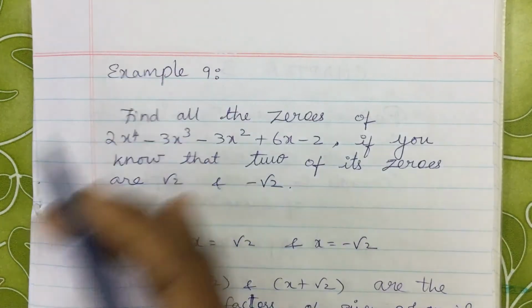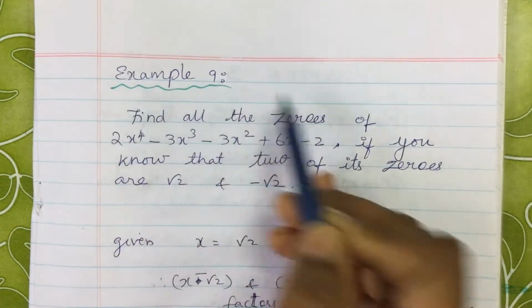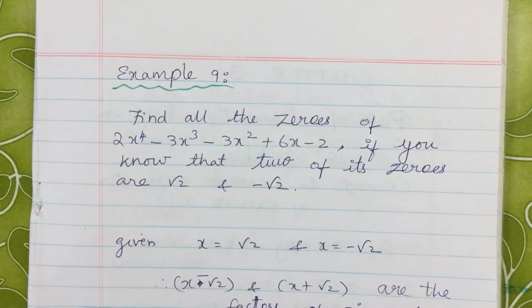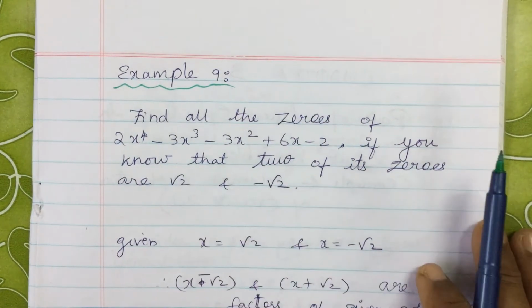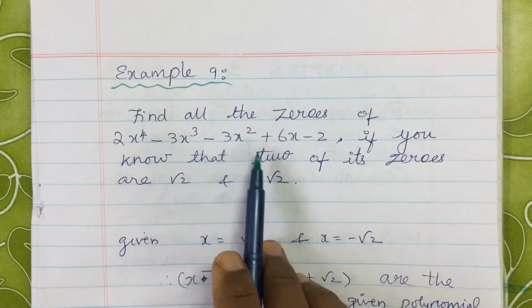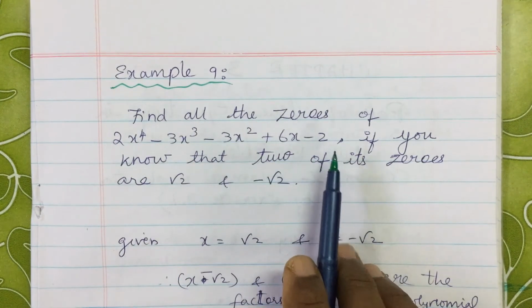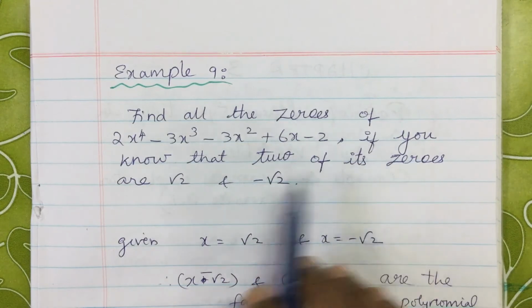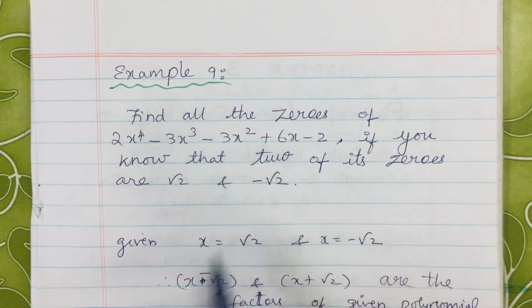and then coming to example 9, find all the zeros of 2x to the power 4 minus 3x cube minus 3x square plus 6x minus 2, if you know that two of its zeros are root 2 and minus root 2.